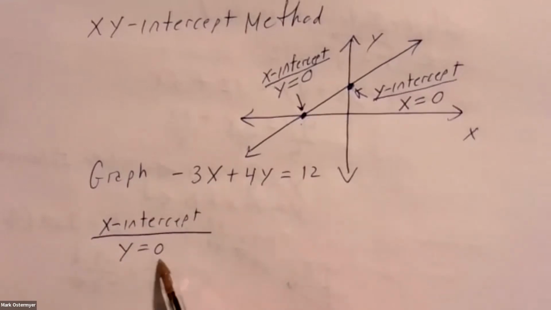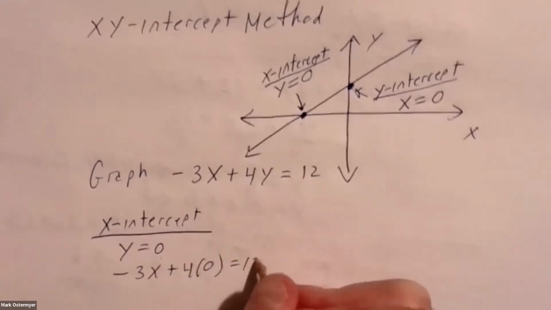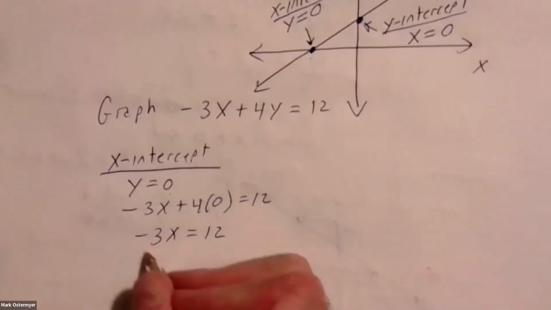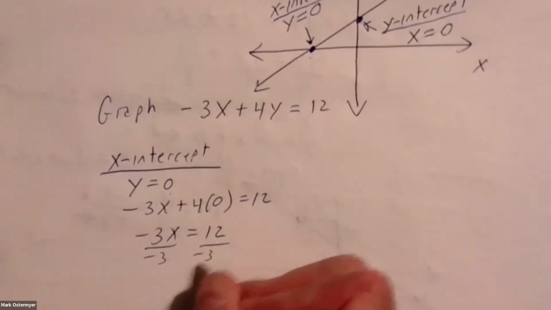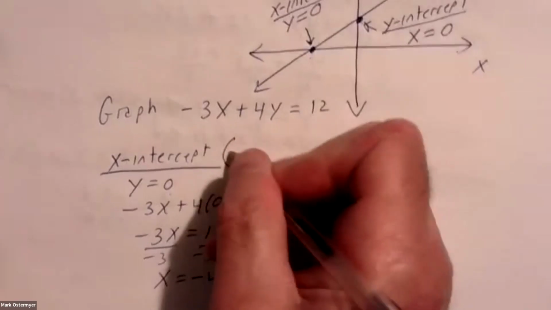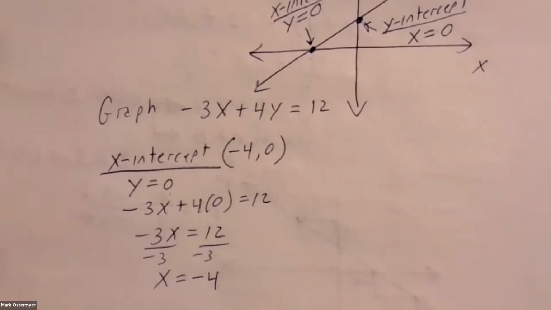That means I take 0, substitute in for the y variable into the equation. And when I do that, the equation collapses down to negative 3x equals 12. Then I divide both sides by negative 3. And out comes my x-intercept, which is negative 4, or the ordered pair negative 4, 0. That's your x-intercept for that linear equation.